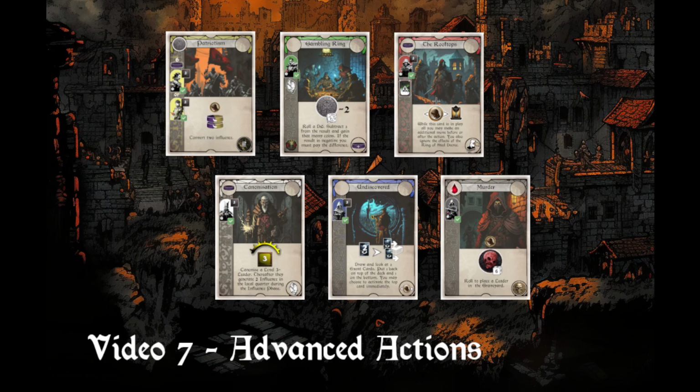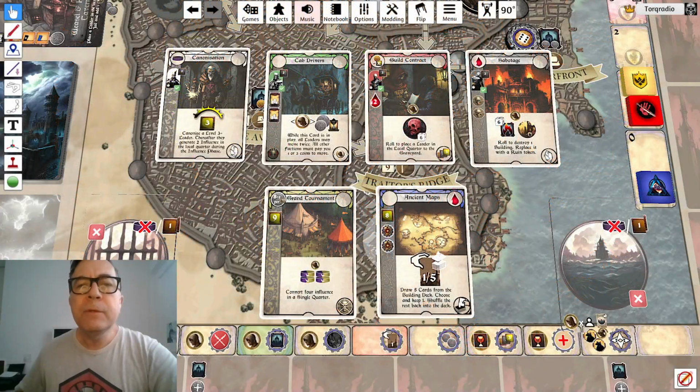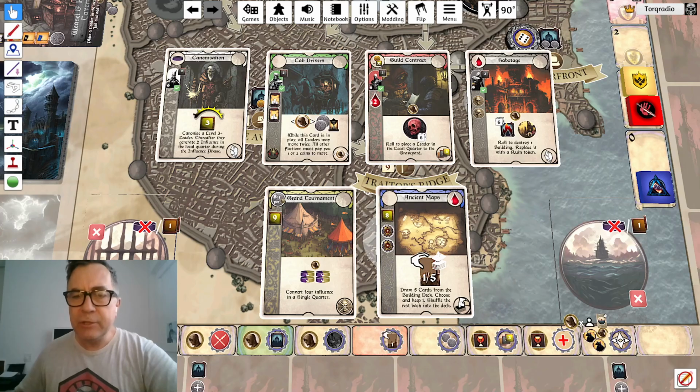Each faction has 10 action cards, which they will cycle through in the course of the game, and the cards will generally repeat several times over the course of the game. As I said before in the video about basic actions, one can either play a card face down to take a basic action, or alternatively, one could play the card face up to take the advanced action.